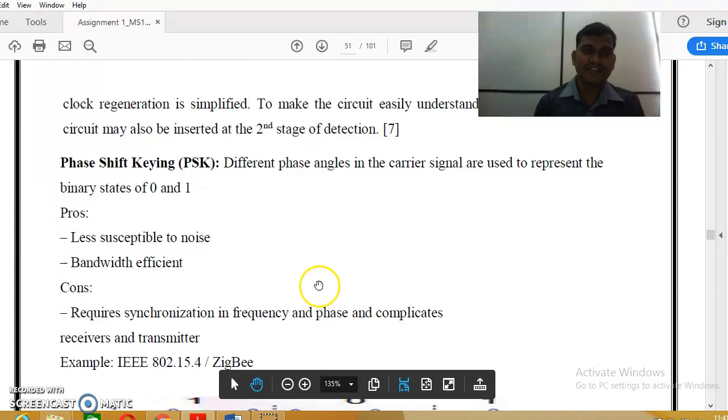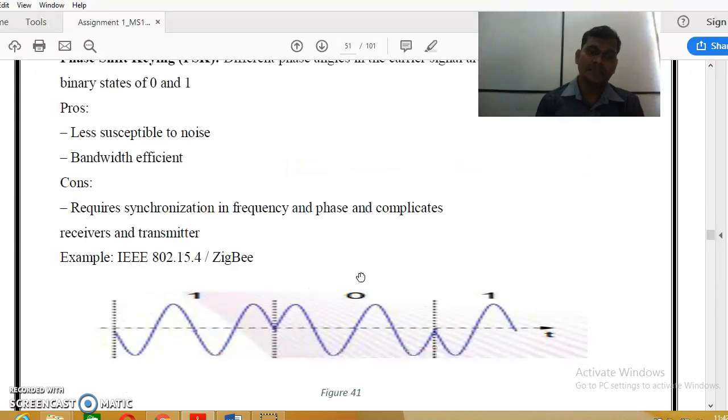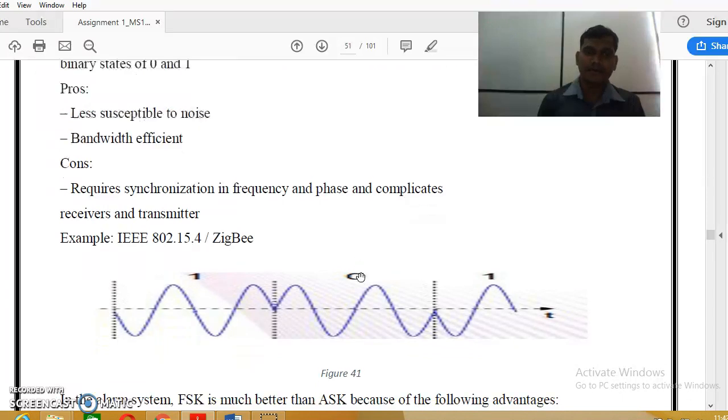Then phase shift keying. Different phase angles in the carrier signal are used to represent the binary states of 0 and 1. Less susceptible to noise, bandwidth efficient response, but requires synchronization in frequency and phase and is complicated.